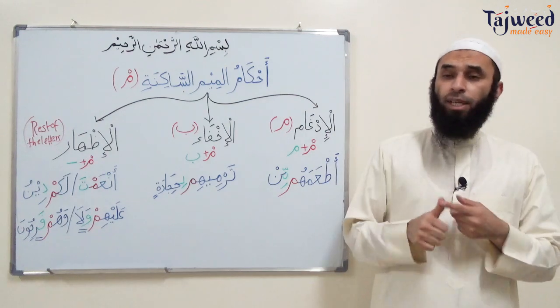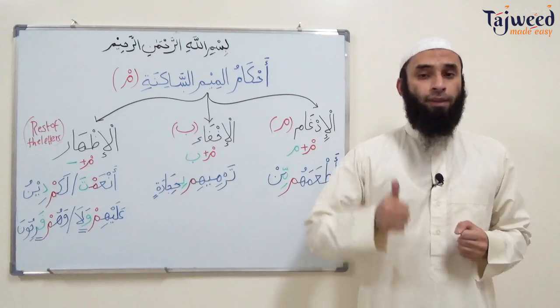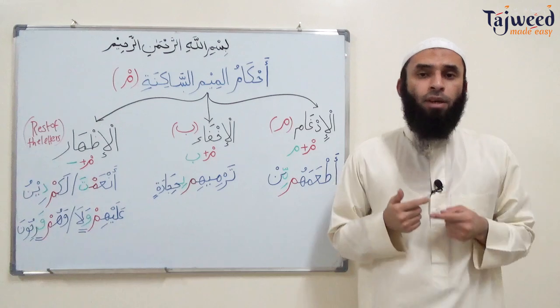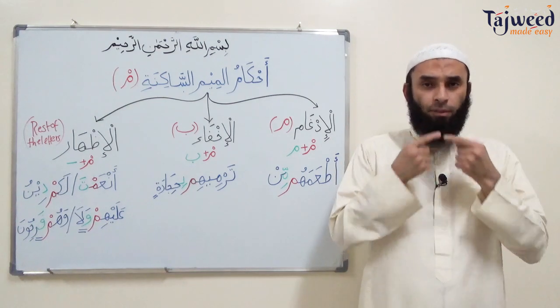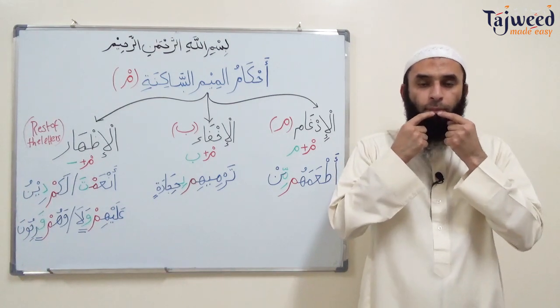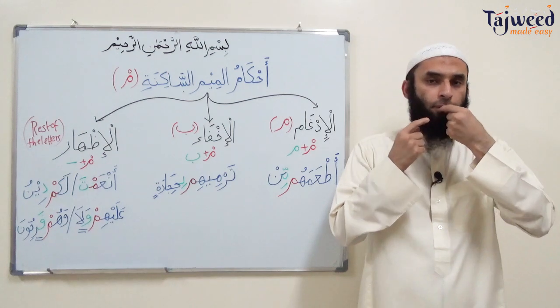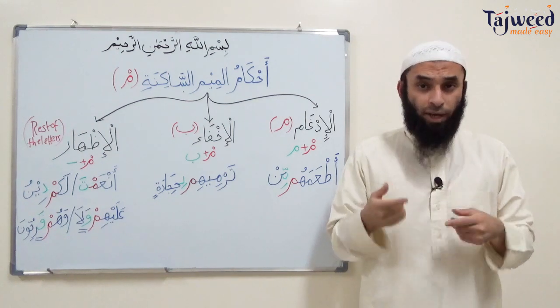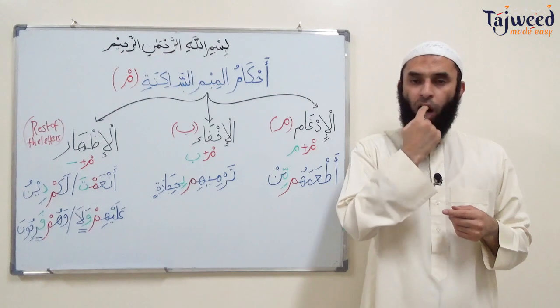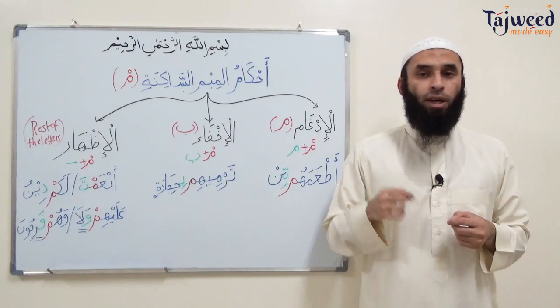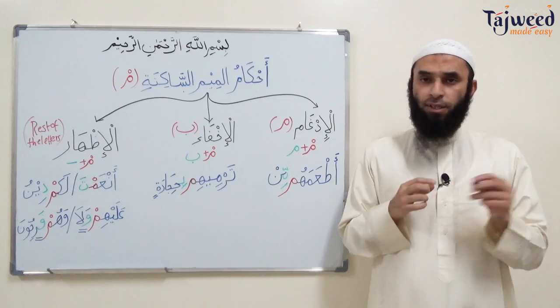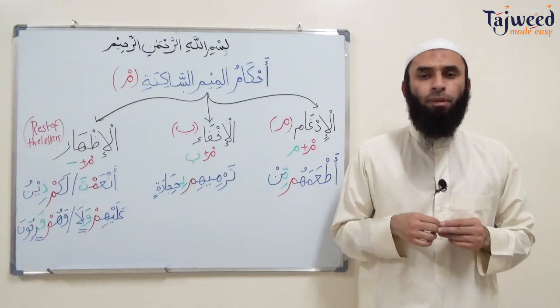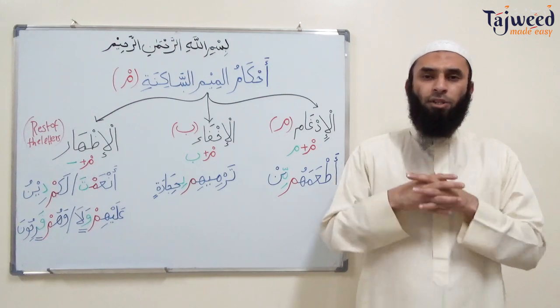But we have to be careful when we do the Izhar with two letters: Waw and Fa. Because the Meem's makhraj, its articulation point, is from the lips. Meem, Ma, Mi, Mu, Am. So Meem is from the two lips. So is Waw, we make a circle, waw, and also Fa. Because these two letters are close to the Meem in makhraj, we have to be careful and not merge the two when we're pronouncing it.